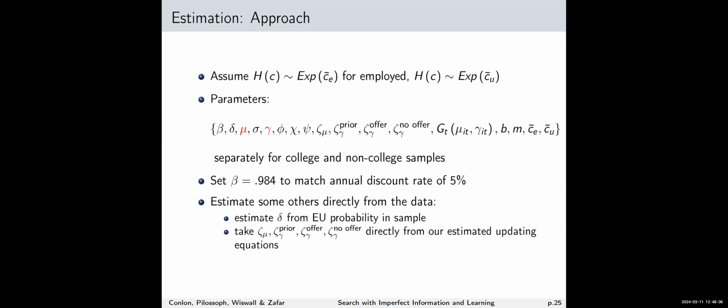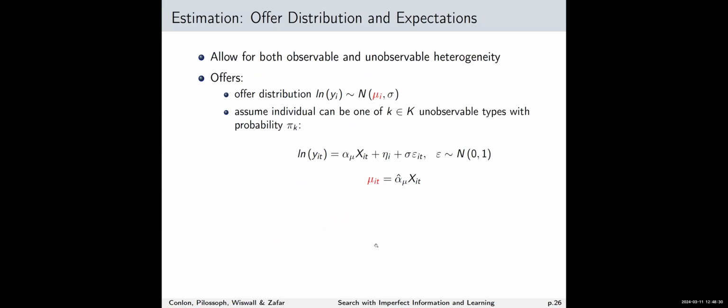Some of the values we'll just take directly from the data. For example, the separation probability, we can just pull directly from the data once we've separated by college and non-college samples. And again, we can use the learning rule within those college and non-college samples, residualizing with respect to everything else that's not in the model, and then just plug in what these reduced form learning rules are from the data. So that's what we're going to do for those.